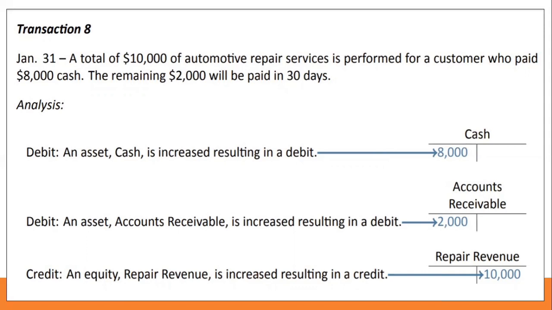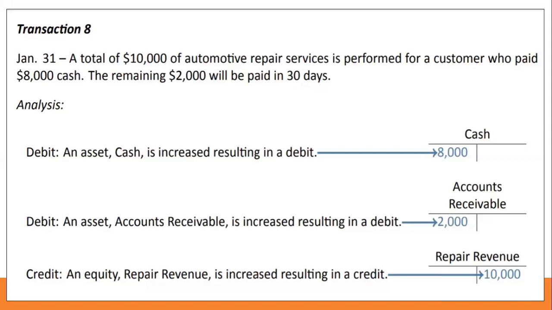So if we try to analyze the transaction, technically speaking, there are three accounts involved, correct? First, we have the cash, of course, because we received cash. Second, we have accounts receivable. Why accounts receivable? Because there was only an $8,000 down payment, so we still have $2,000 receivable or collectible from our customers. And finally, we have repair revenue as well.